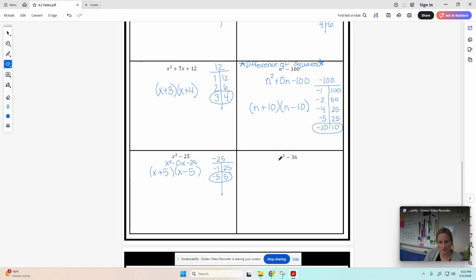So for our last one, y squared minus 36, both of these are perfect squares. Square root of y squared is y. Square root of 36 is 6. One is positive, one is negative. And the same thing holds for these difference of squares. It doesn't matter if you do the n minus 10 first, followed by the n plus 10, or the y minus 6 first, followed by the y plus 6. The order of the two binomials doesn't matter. It's just that you need to have them both there.